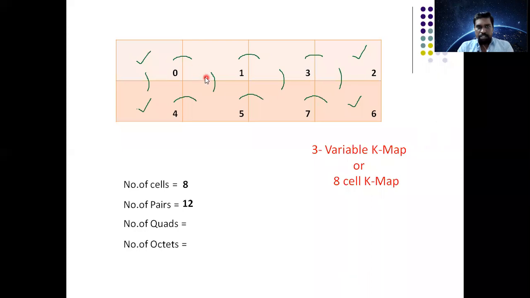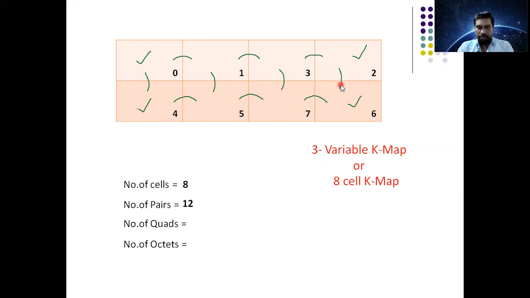Carefully observe. 0, 1 is one pair. 1, 3 is one pair. 3, 2 is one pair. Next, 4, 5 is one pair. 5, 7 is one pair. Next, 7, 6 is one pair. So top 3, bottom 3, 6 we got.